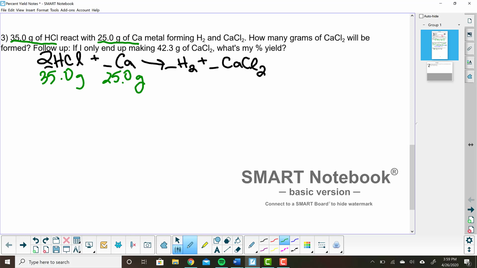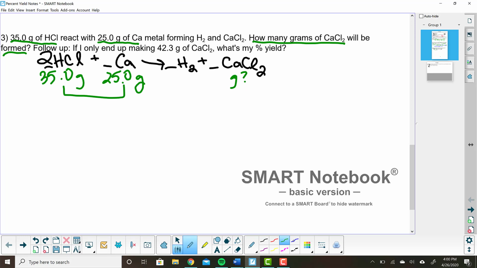We're going to try to figure out how many grams of calcium chloride will be formed. So this is just like the limiting reactant problems that you guys worked on last week. I want to know how many grams of calcium chloride I can make, so I'm going to have to compare these two numbers, doing limiting reactant calculations.